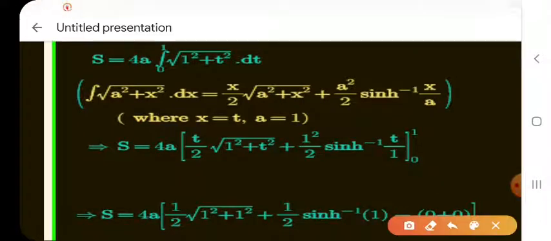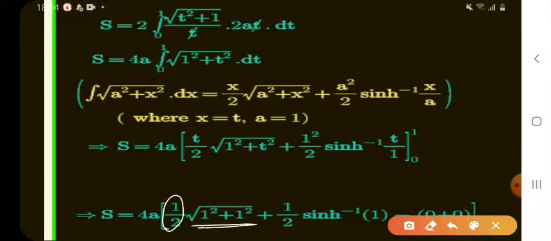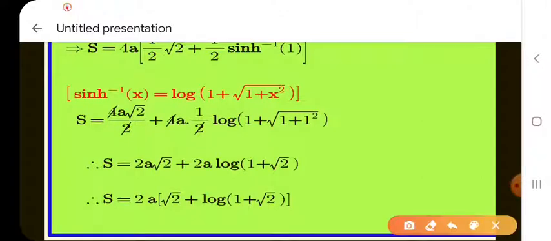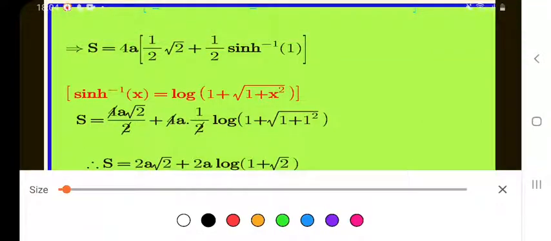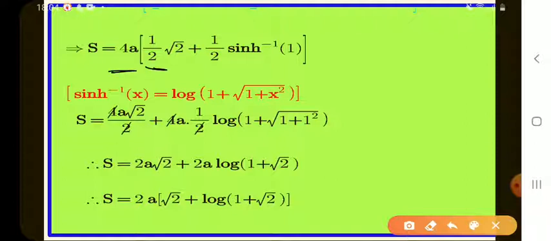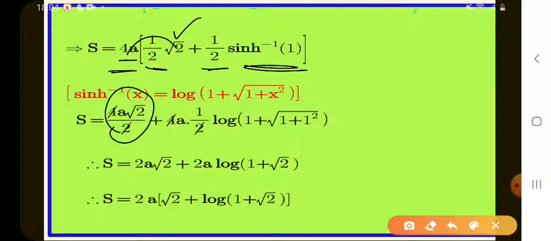Next, 1 by 2. What is root of 1 square plus 1 square? Root 2, plus 1 by 2. What is here? sinh inverse 1. So 4a into 1 by 2 root 2, plus 1 by 2 sinh inverse 1. Now I multiply with 4a. That means 4a root 2 by 2, plus 4a by 2 sinh inverse 1.